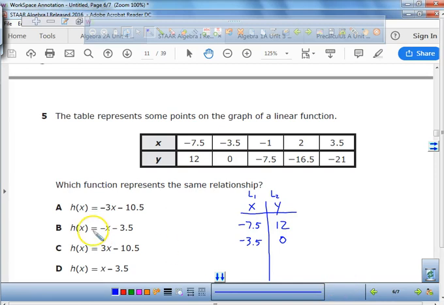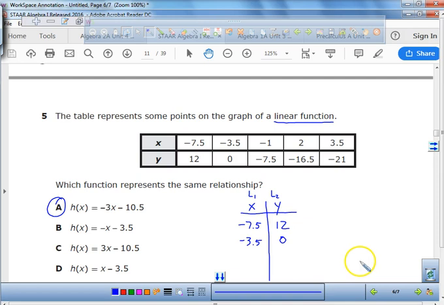Or h of x. So this table, now how did we know it was going to be a linear function? We knew it was going to be a linear function because it told us it was going to be a linear function. Think of every single problem has clues. It has clues of what it's going to look like.